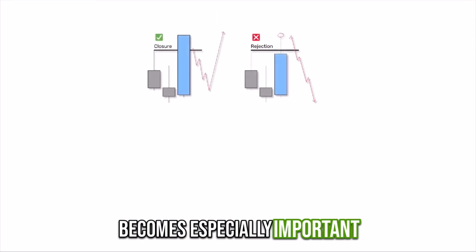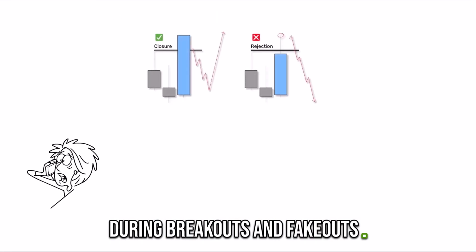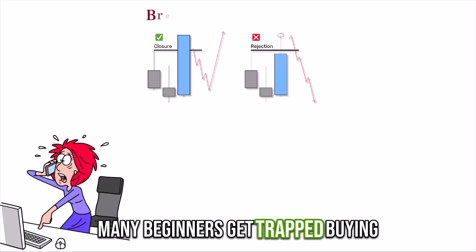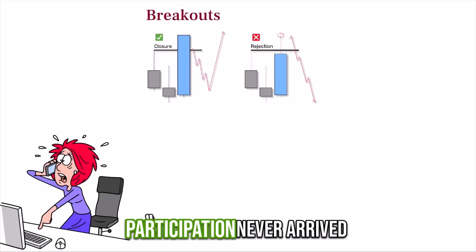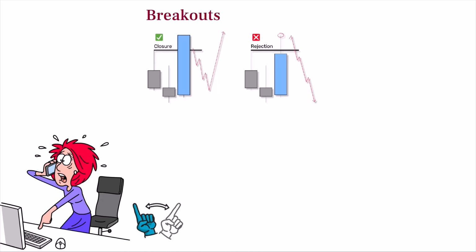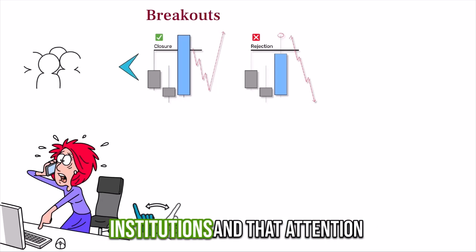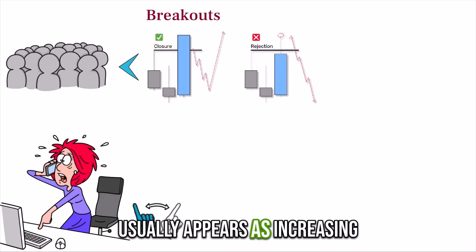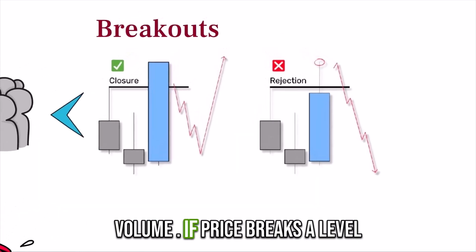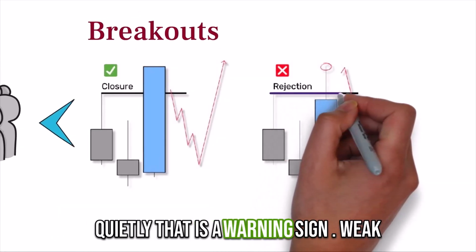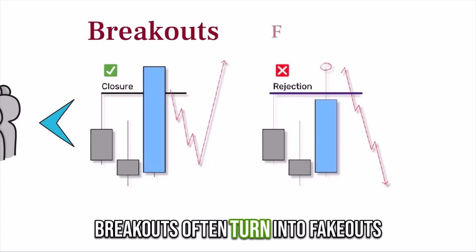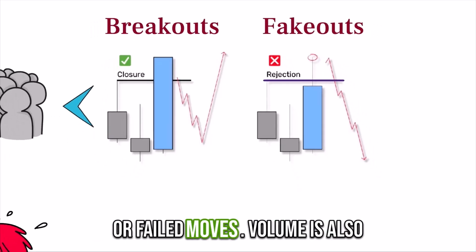Volume becomes especially important during breakouts and fakeouts. Many beginners get trapped buying breakouts that fail because participation never arrived. Strong breakouts often attract attention from larger traders and institutions, and that attention usually appears as increasing volume. If price breaks a level quietly, that is a warning sign. Weak breakouts often turn into fakeouts or failed moves.